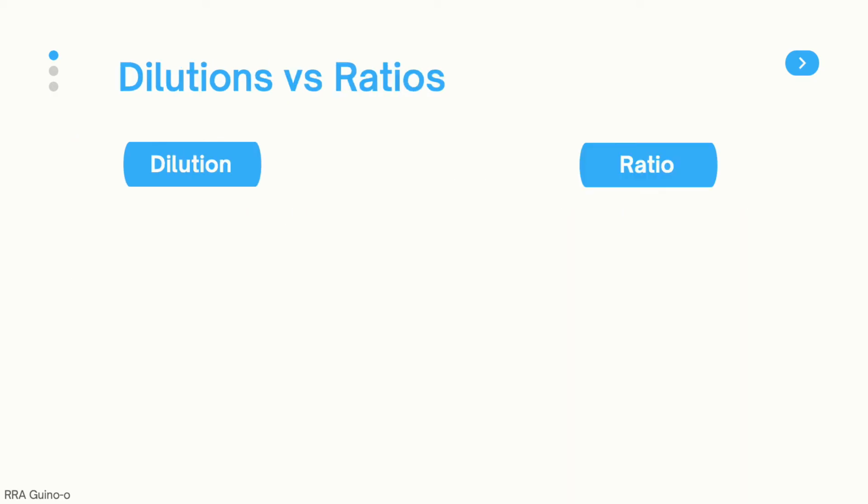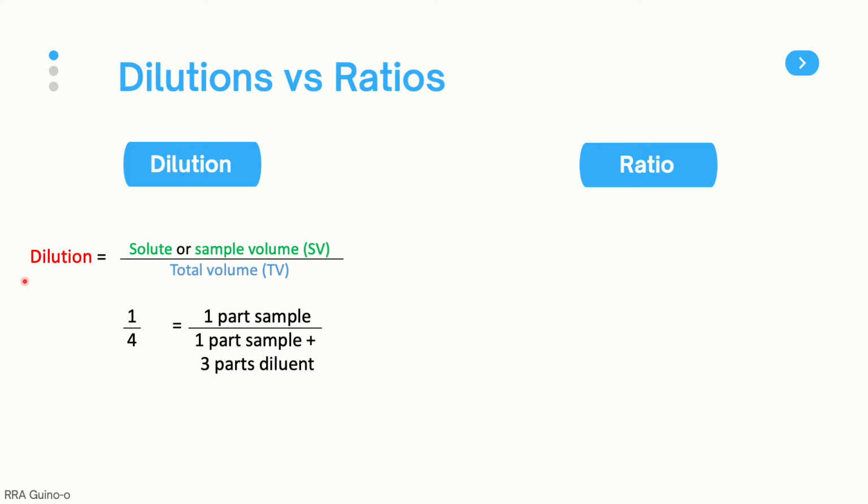Before going any further, let us first differentiate dilutions and ratios. In the clinical laboratory, we are often tasked to make different reagents, and sometimes the instructions might call for a dilution, or they might call for us to add the reagents in a ratio. And let's see the difference between the two. As mentioned earlier, a dilution is equal to the sample or solute volume over the total volume. So in this example, 1/4 dilution is equal to 1 part sample over 1 part sample and 3 parts diluent. So in this dilution, we only add 3 parts of diluent.